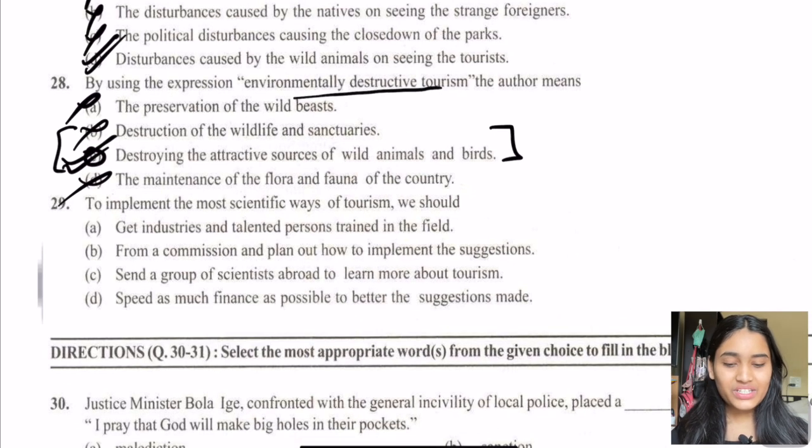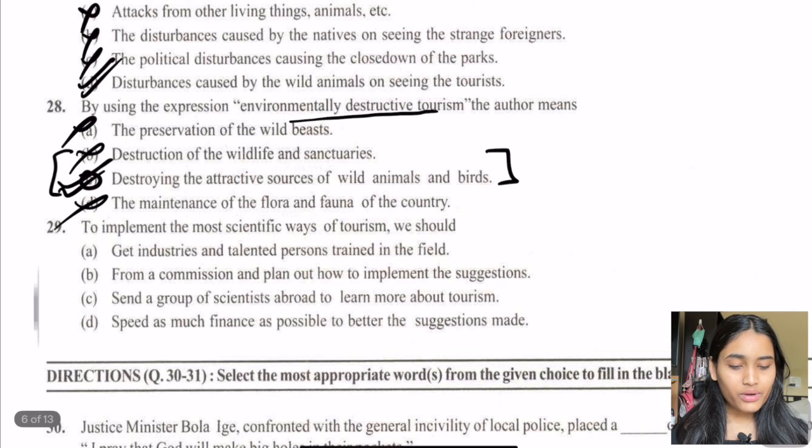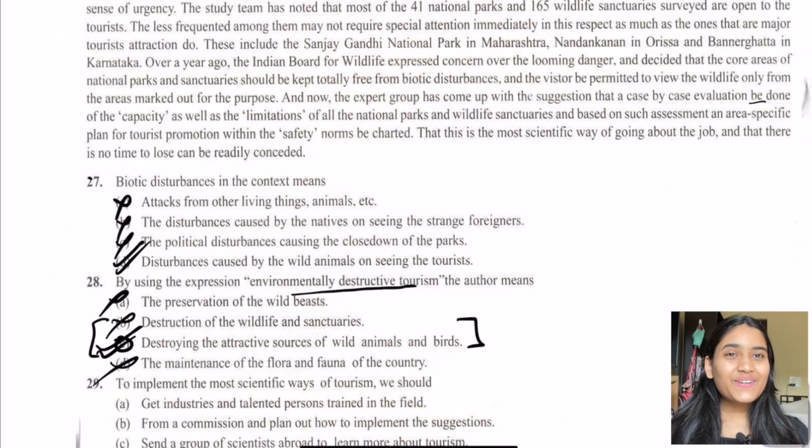Our last question is, to implement the most scientific ways of tourism, we should: A, get industries and talented persons trained in the field; B, form a commission and plan out how to implement these suggestions; C, send a group of scientists abroad to learn more about tourism; or D, spend as much finance as possible to better the suggestions made.